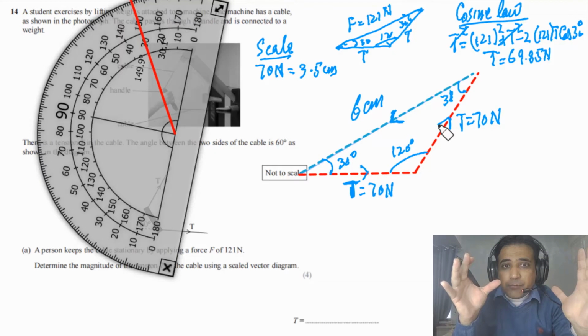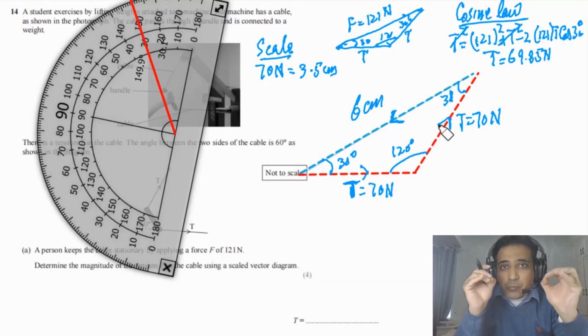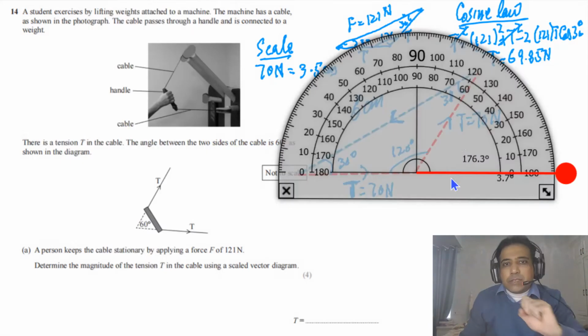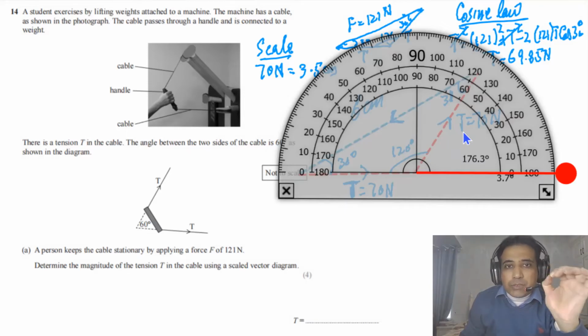A nice question. If you can master this question, a lot of questions about vector diagrams you can answer by yourself. And I'm hoping this one is clear to you. You can see this angle is about 60 degrees. I mean, this angle is about 60 degrees. So this angle is 120 degrees. So this is 120. So this is how you can answer. I hope this is clear to you.